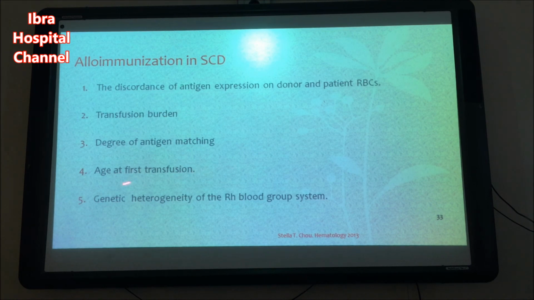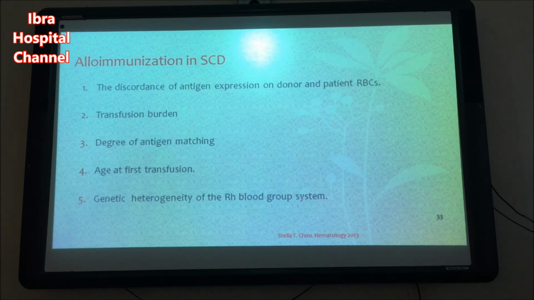Age at first transfusion: it has been found that thalassemia patients have lower risk of alloimmunization because they start transfusion early in life, so their immune system is modulated to receiving foreign red cell antigens. But for sickle cell, they receive it slightly later in age, when the immune system is active. And sickle cell is a highly inflammatory state. And there is a genetic heterogeneity with sickle cell patients.